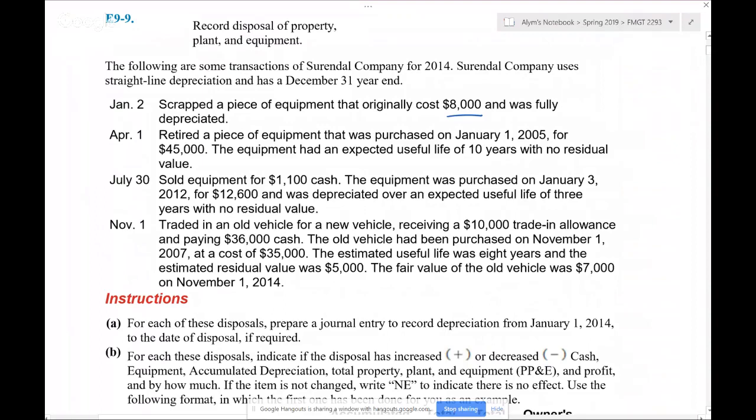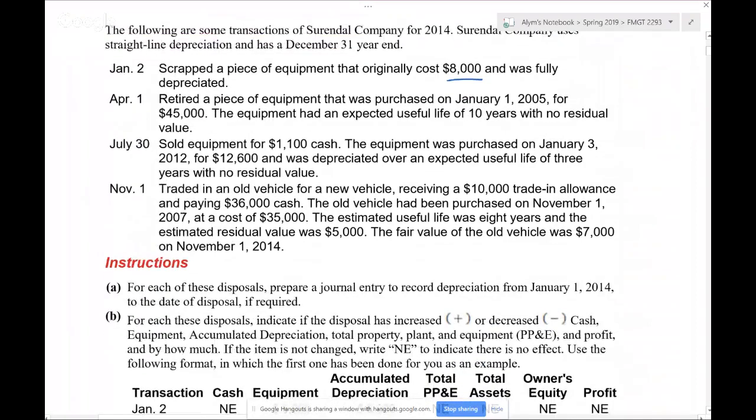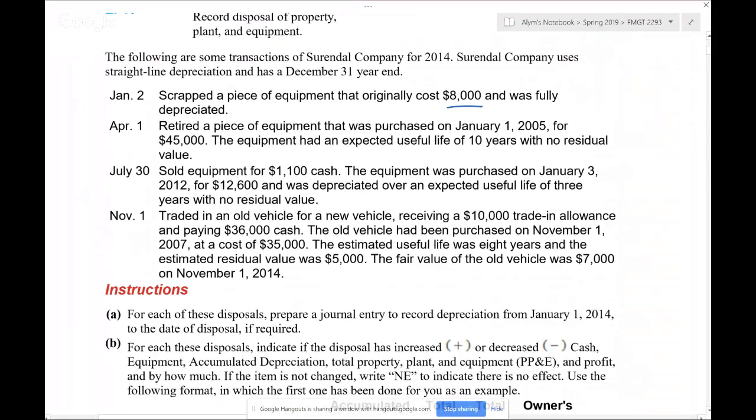It was fully depreciated. For each of these disposals, prepare a journal entry to record the depreciation from January 1st to the date of disposal if required. And then for each of these disposals, indicate if the company has increased or decreased cash, equipment, accumulated depreciation, total PP&E, and profit, and by how much. Okay, well, let's do this. We're scrapping a piece of equipment on January 2nd for $8,000. We can see that it's fully depreciated. Okay, so take 30 seconds, see if you can try to do that journal entry.